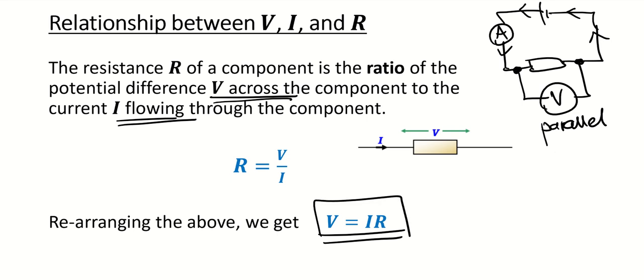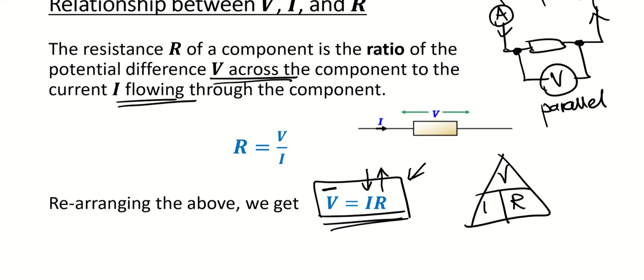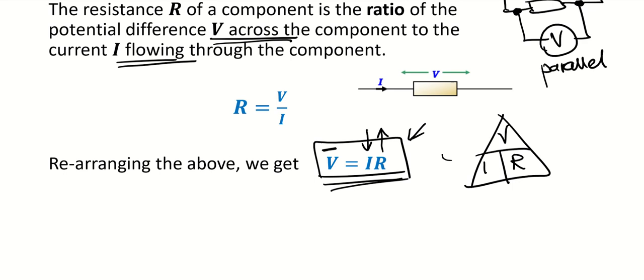I like this kind of one-liner. I think some of you still like to use this triangle. Okay, so is it this way? But I prefer this because I can really see the relationship. If R increases and V is fixed, then your I will decrease. So try to memorize this as the formula, although the triangle will work as well.